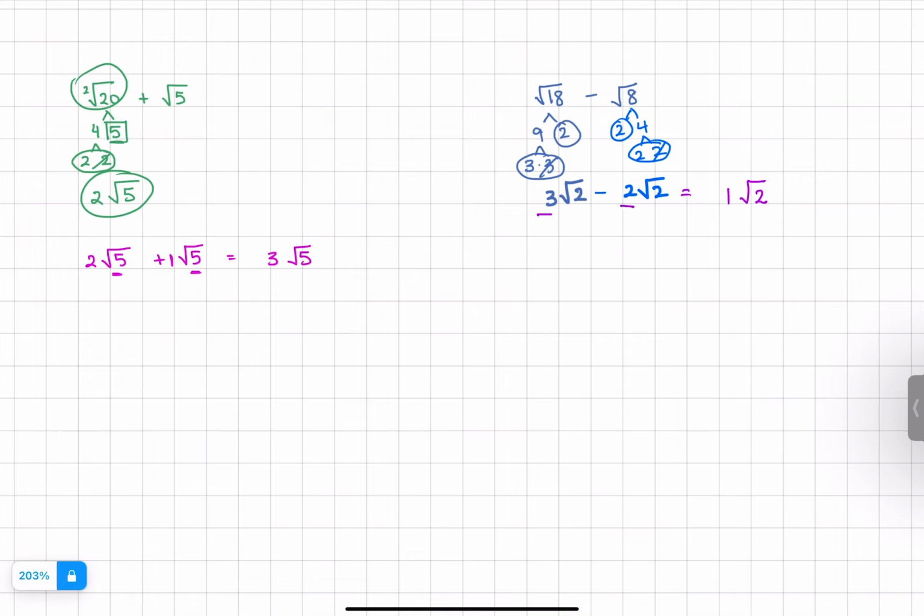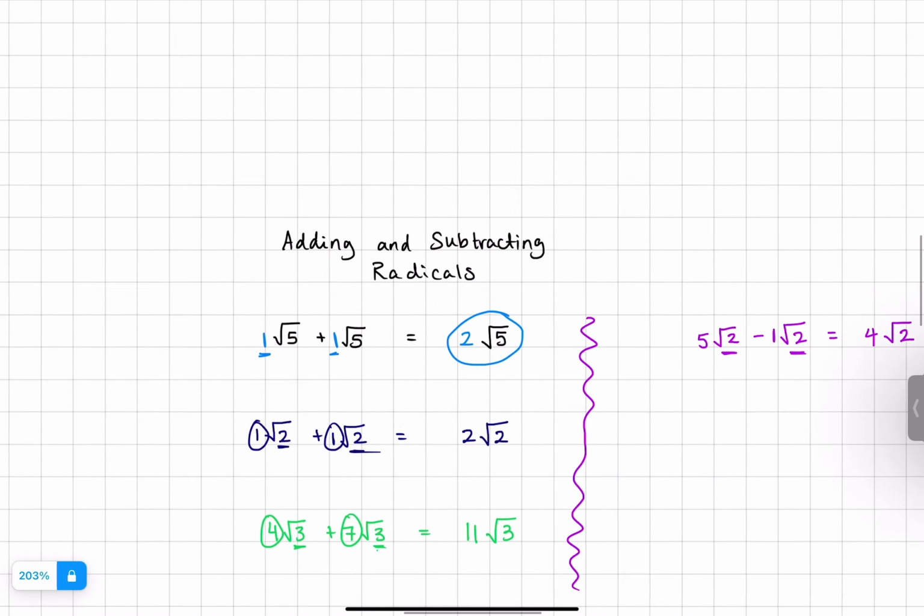So in your answer, when there's a 1 on the outside, you generally don't place the 1 on the outside. It's kind of known. It just turns invisible. But if you do put it, it is correct. But it's better if you use this method, making the 1 invisible. So that's all for adding and subtracting radicals.